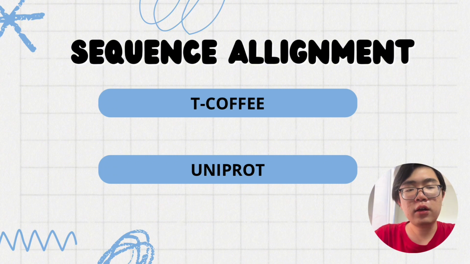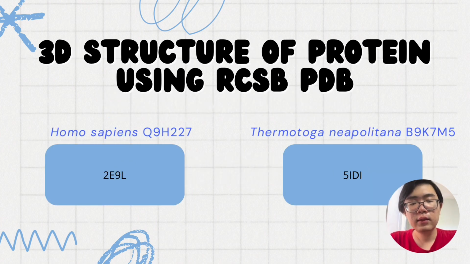When we know the sequence of these two enzymes, we will do the sequence alignment by using T-Coffee and also UniProt. Once we do the sequence alignment, next we visualize the 3D structure of these two enzymes, based on the database from RCSB PDB. When we copy the accession number from UniProt to PDB, for human we will get the 2E9L accession number, and for the bacteria, we will get the 5IDI accession number.